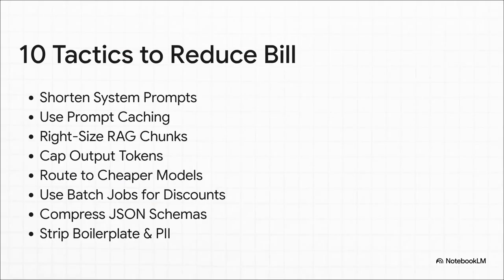And here it is, your tactical checklist. Now, I'm not going to read all 10 of these, but I do want to call out a couple of my favorites. Routing simple jobs to cheaper models, that's a huge win. Same with right-sizing your RAG documents before you feed them to the AI. Take a second to scan this list. Every single one of these can make a real dent in your bill.